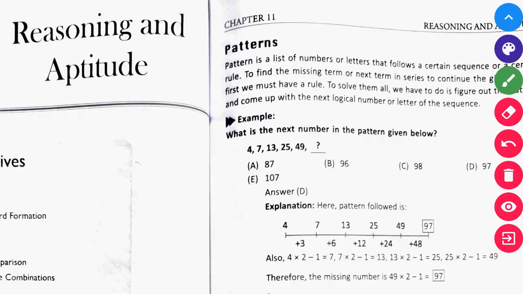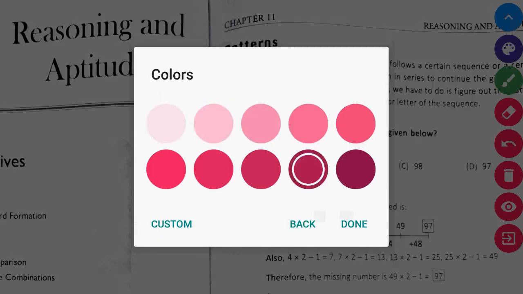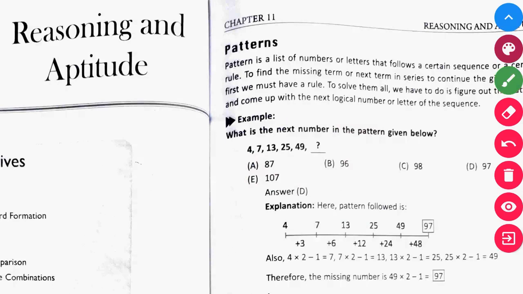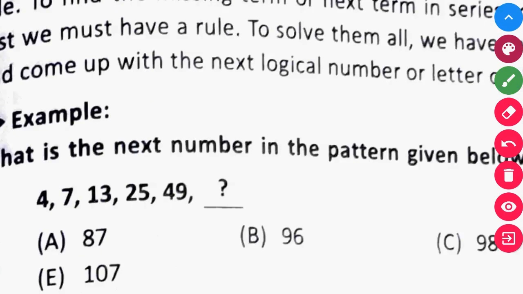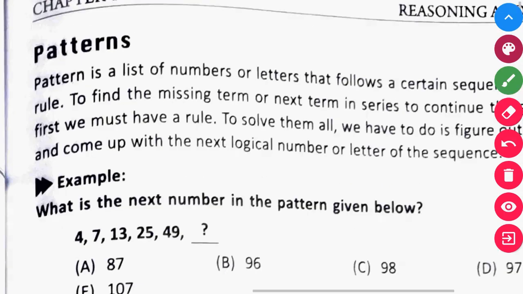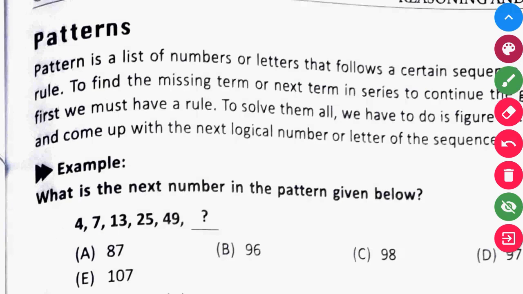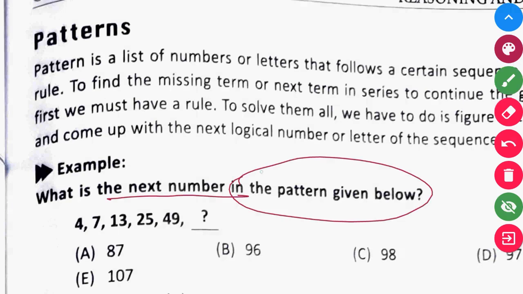Okay, so a list of numbers or letters is arranged in a specific or certain sequence and you have to identify that sequence and solve the problem accordingly. The first solved example is here and we have to learn how to identify the pattern. Now see, in the first example, we have to identify the next number. The numbers are like 4, 7, 13, 25, 49 and you have to identify the next number in the series.